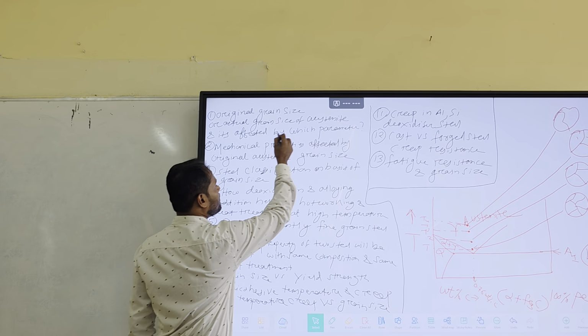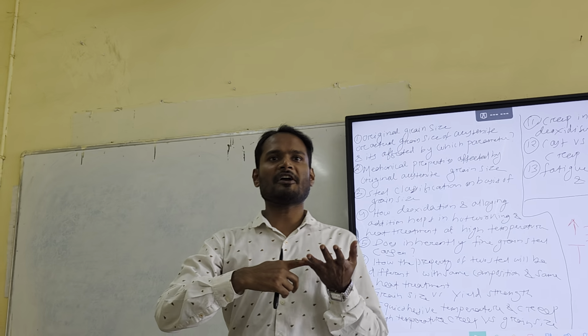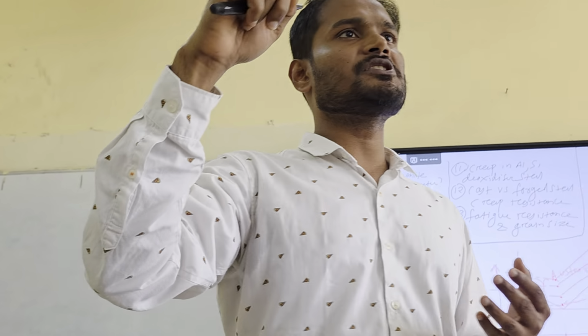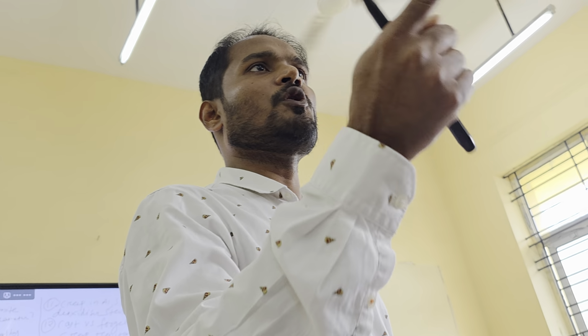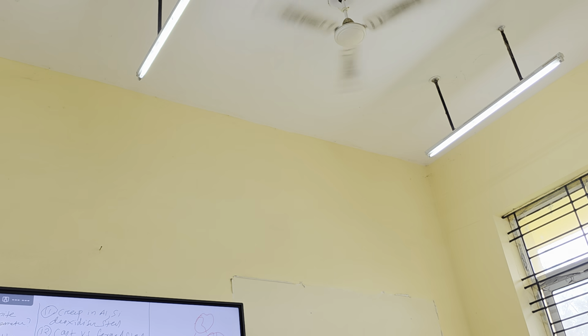So the austenite grain size is affected by two things. One is the temperature of transformation above the lower critical temperature, here basically for this kind of steel, and the other is the holding time. So temperature of transformation and holding time will affect the grain size of the austenite. Okay, this is very simple.